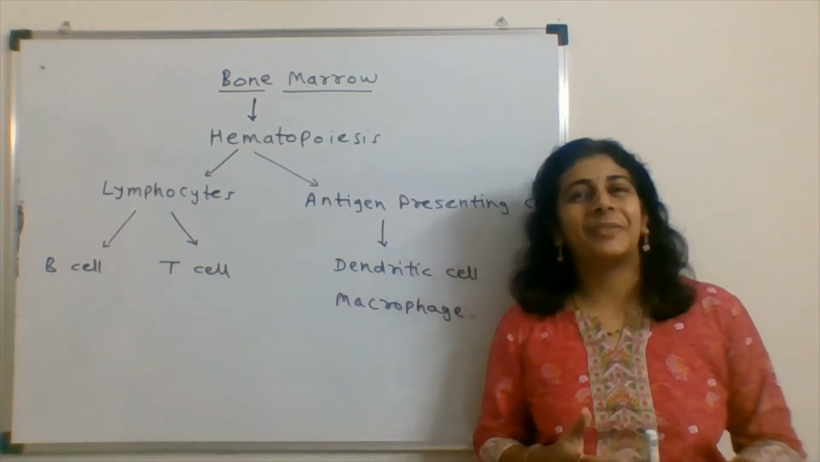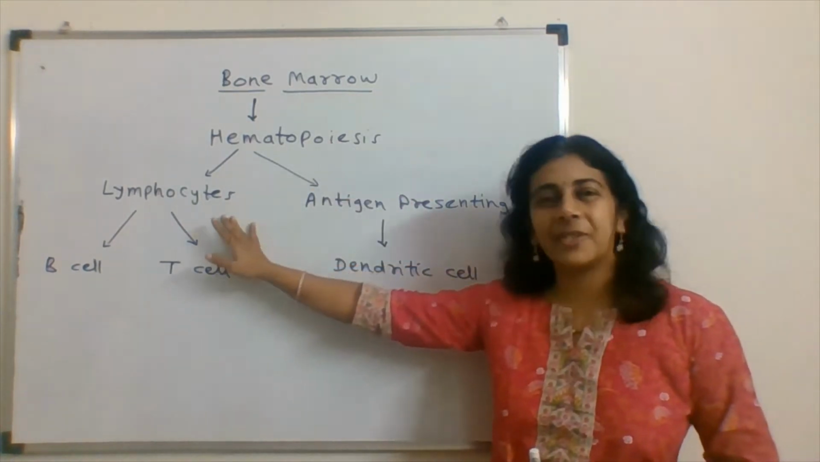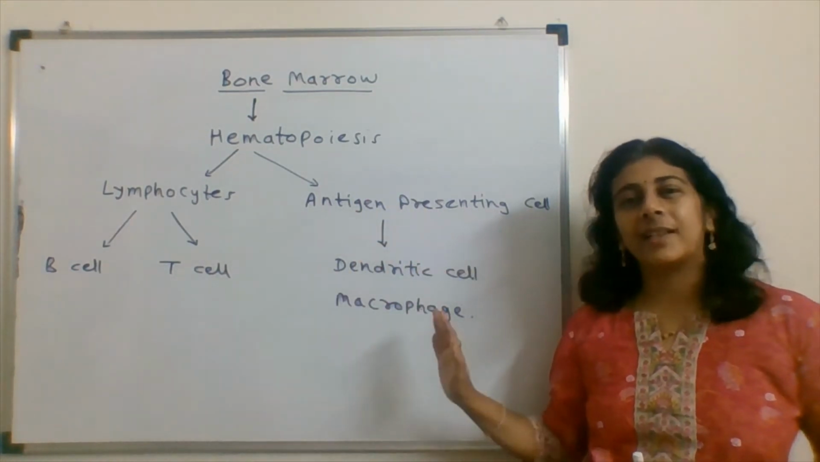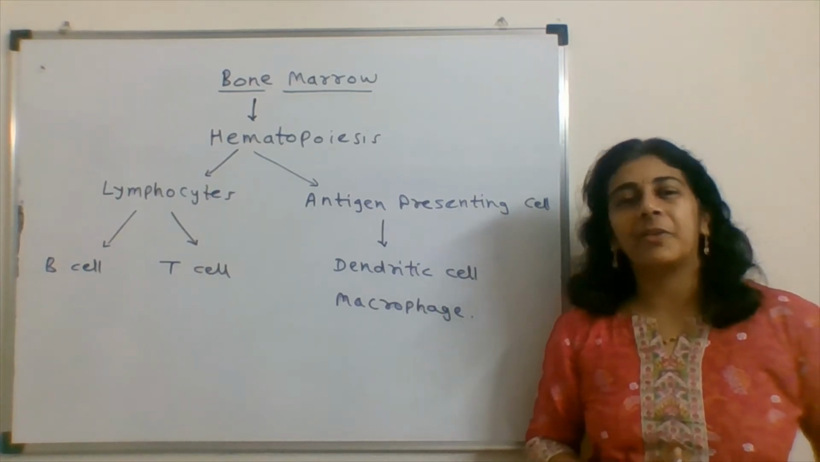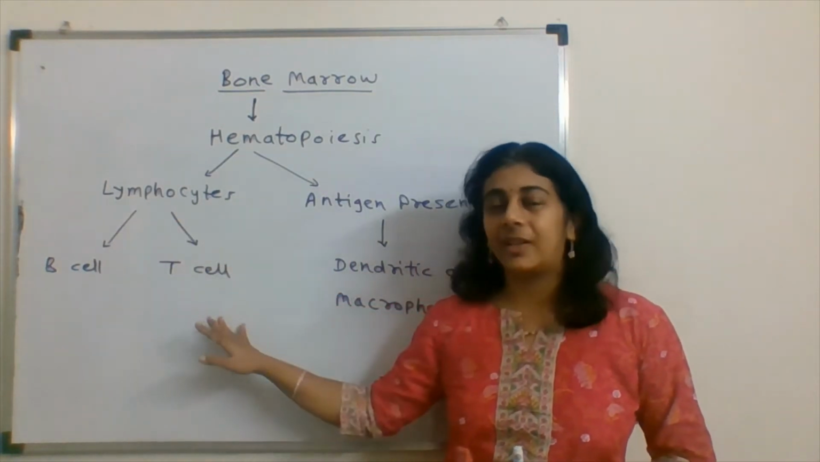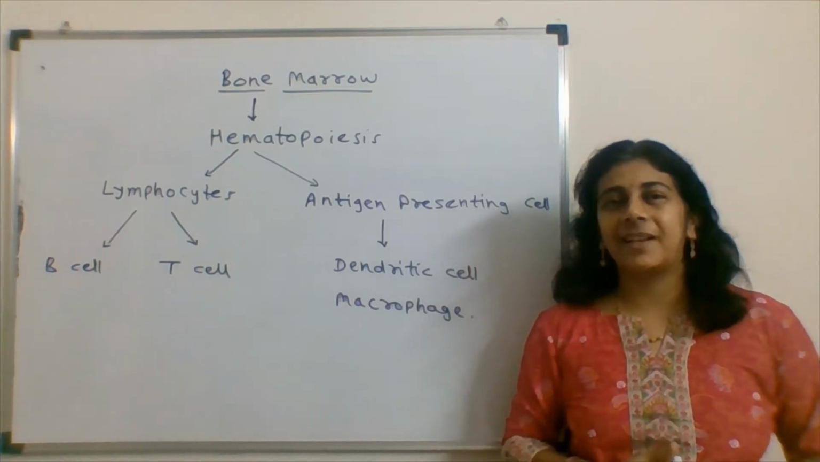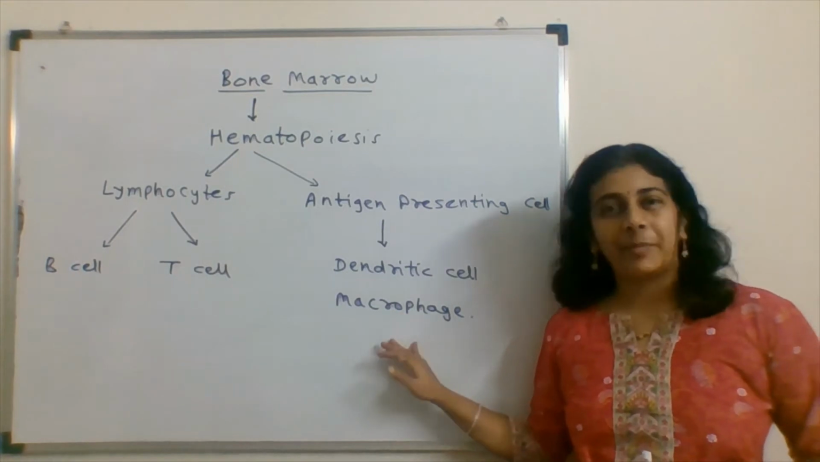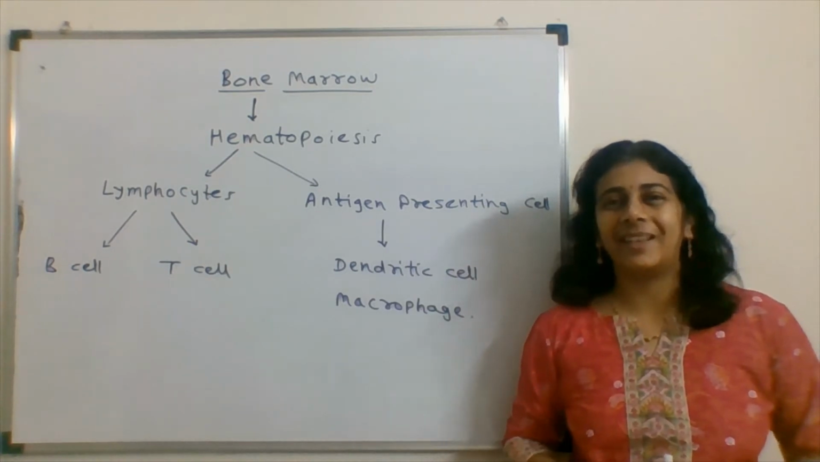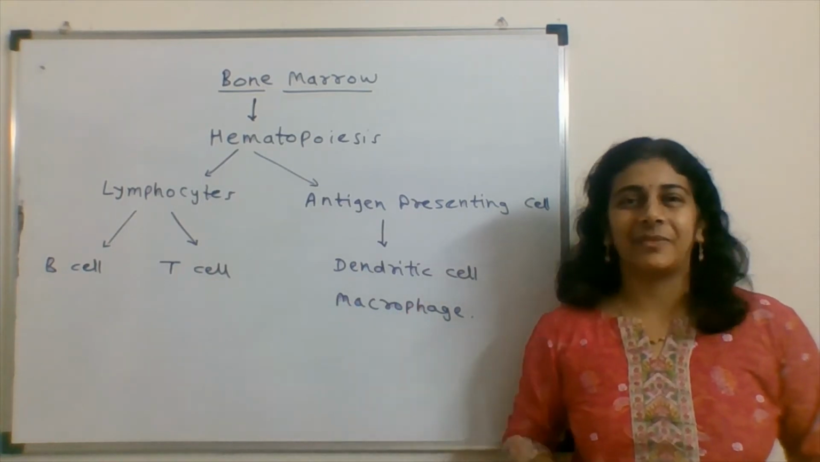Moving further with focusing on WBCs. Through hematopoiesis, lymphocytes and antigen presenting cells are formed. All these cells we are studying are components of adaptive immunity. Lymphocytes can be B cells or T cells, and the examples of antigen presenting cells are dendritic cells and macrophages. Sometimes B cells can act as antigen presenting cells. So let's move further and find the detail of each and every cell.